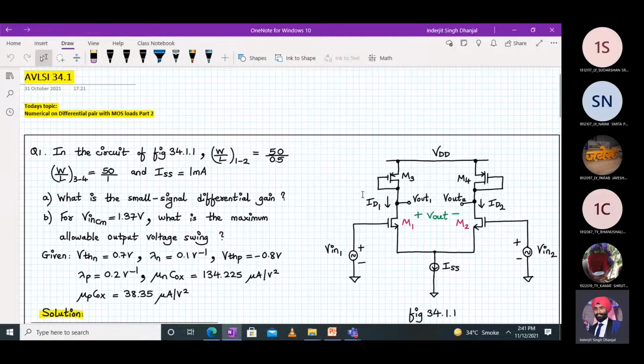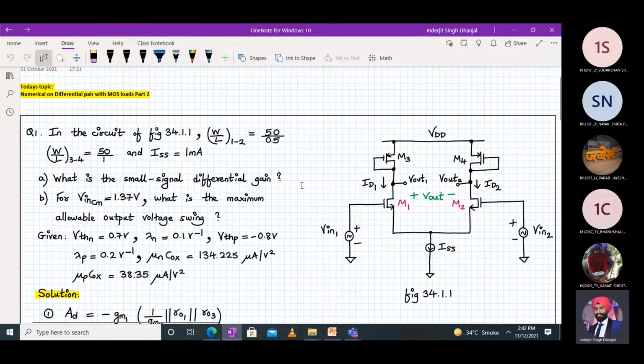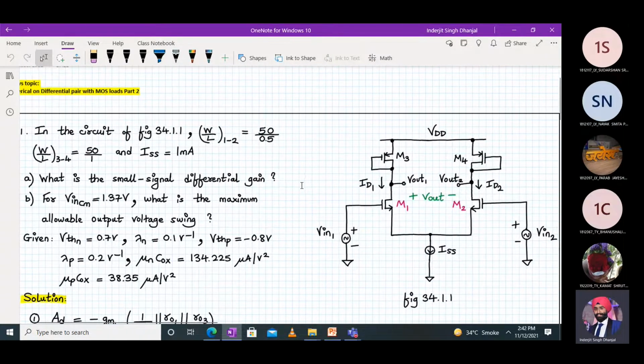Welcome to AVLSI lecture number 34 part 1 and 34.1. In today's topic, we will continue our discussion on solving numericals on differential pair with MOSFET loads part 2. So we will directly jump to question number 1. In question number 1, in the circuit of figure 34.1.1.